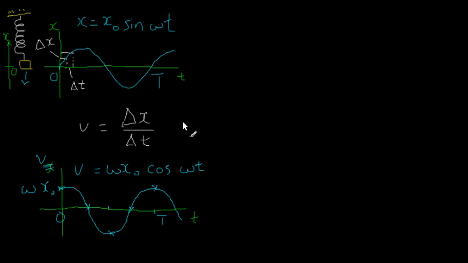Now we can apply this quite directly to the rotating coil. So let's take a look. We have a magnet that produces this uniform magnetic field, and we have a rotating coil. So that's my rotating coil.